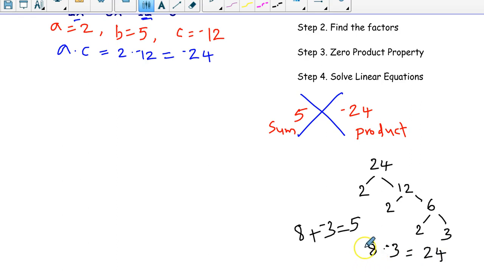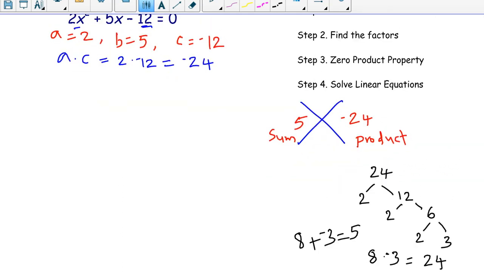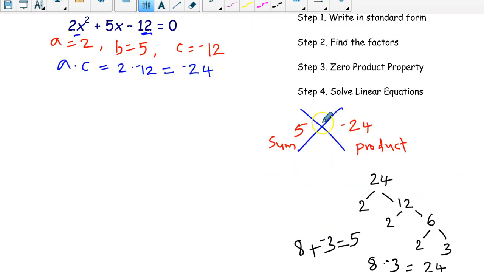Here I can also remember that when the sum of the two numbers, or the sum of those two factors, is positive, the bigger factor has to be positive and the smaller factor is negative. And make sure that the product is always this product. Okay. Now, by default, I'll also try to write the bigger factor as my first number and the smaller factor as the second number.